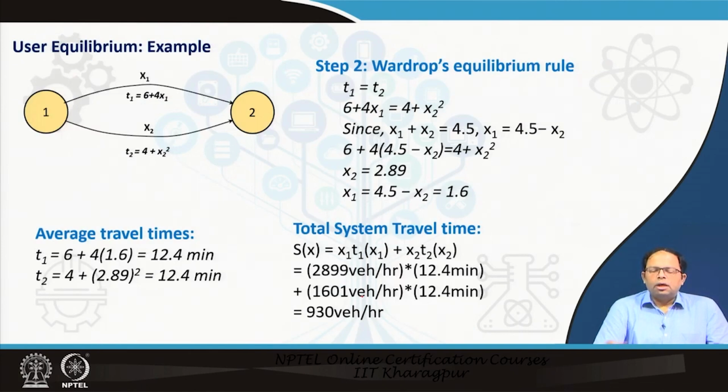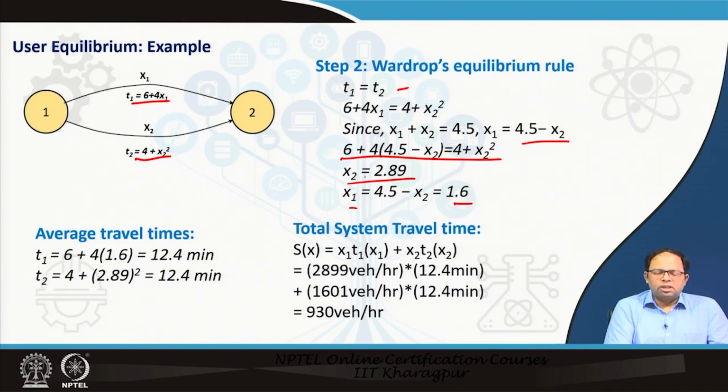Now let us assume Wardrop's equilibrium rule, that is T1 will be equal to T2, right? So if I equate these two equations, then we get 6 plus 4x1 equal to 4 plus x2 square. Since x1 plus x2 equal to 4.5, replacing x1 by 4.5 minus x2, we get this form of the equation, and solving for x2, we get x2 equal to 2.89, which means x1 is 4.5 minus 2.89, which is around 1.6.